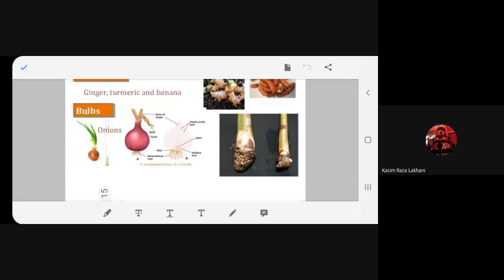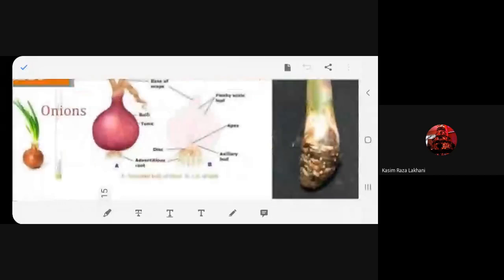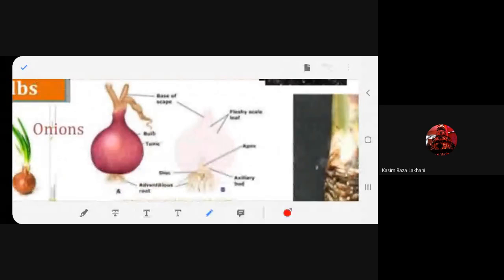Now we come to bulb. For bulbs, we have onions. Now, these are roots. Can you see this? These are all roots. This bulb is made up of leaves. That's why it is called a bulb. So the onion that we are eating is leaves. Remember that. Okay? So these are called bulbs.